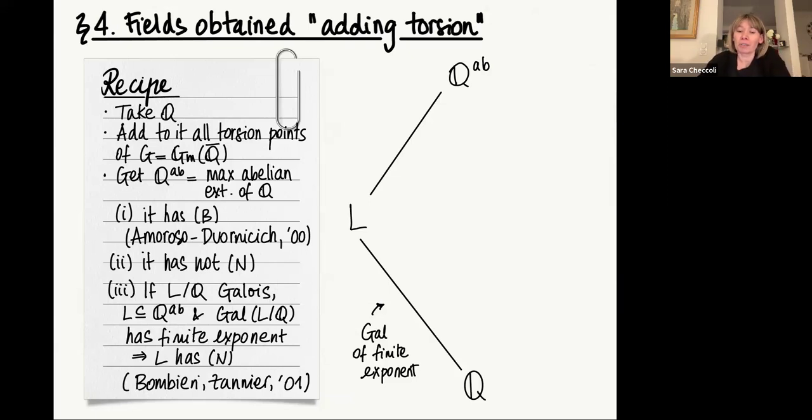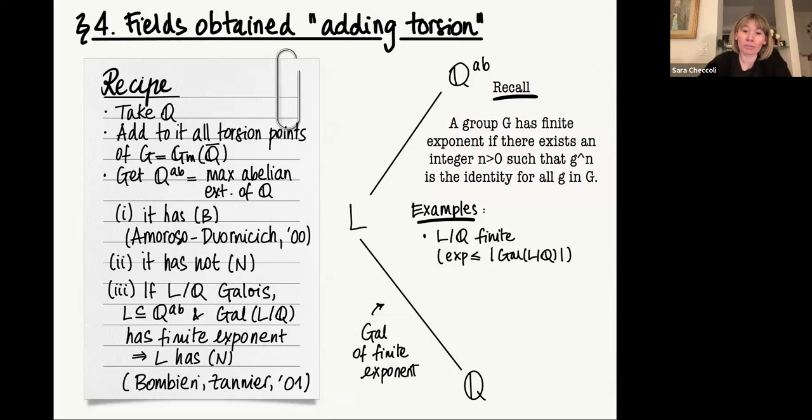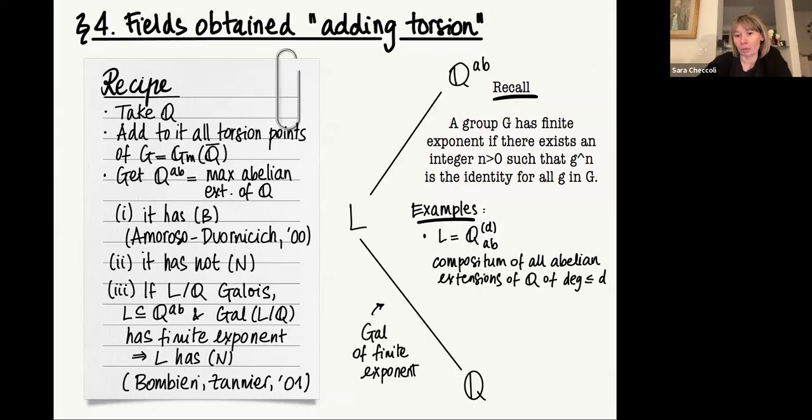Let me just recall here: everything here, remember, the interesting cases are where this is infinite, so there will in general be profinite groups here. Recall that a group has finite exponent if there is some integer n such that every element of the group raised to the n is the identity of the group. So it is the least common multiple of the orders of its elements, and it is finite. Some examples: of course, finite extensions have bounded exponent, simply bounded by the order of the Galois group. But a non-trivial example is the following field. If you call Q^(D)_ab the compositum of all Abelian extensions of Q of degree at most D, then this extension has infinite degree over Q for D bigger or equal than 2.